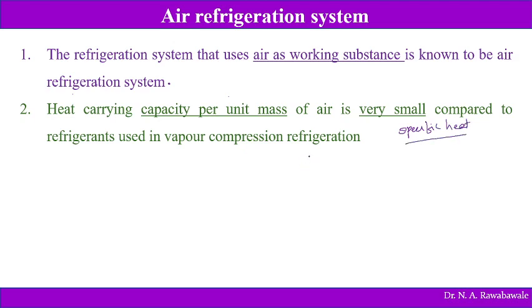Therefore, if the specific heat of air is low compared with the other refrigerants, so here vapor compression refrigeration is using some other refrigerants, not air. So the heat carrying capacity is more. Therefore, in that case, the mass of refrigerant required is less. But here in case of air refrigeration system, mass of air required is more in order to carry the same quantity of heat energy. So heat carrying capacity is less.